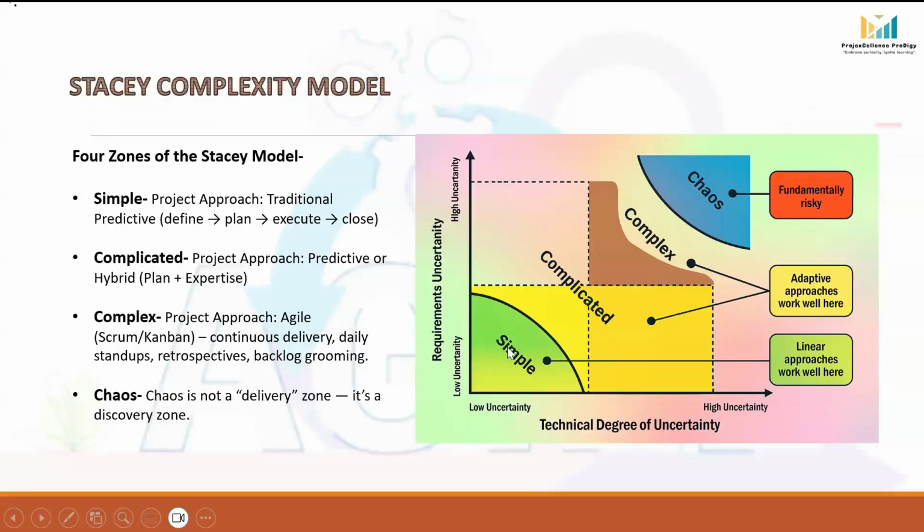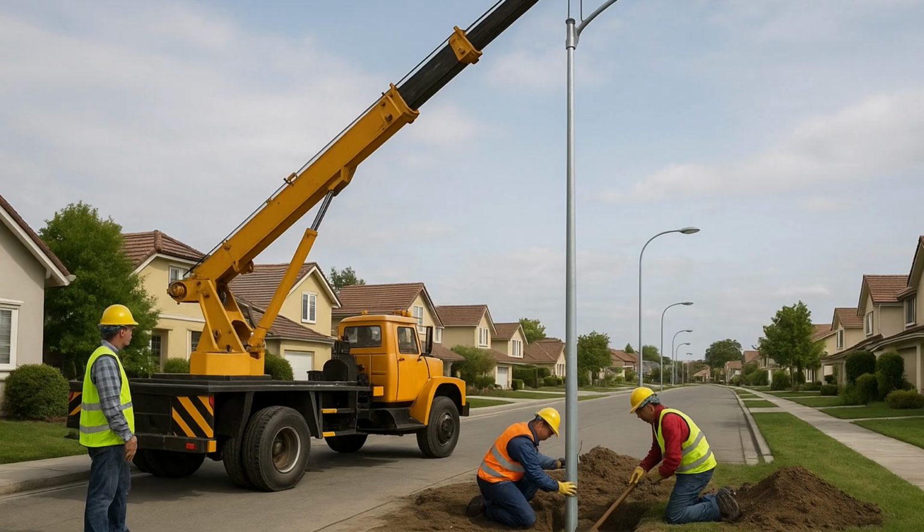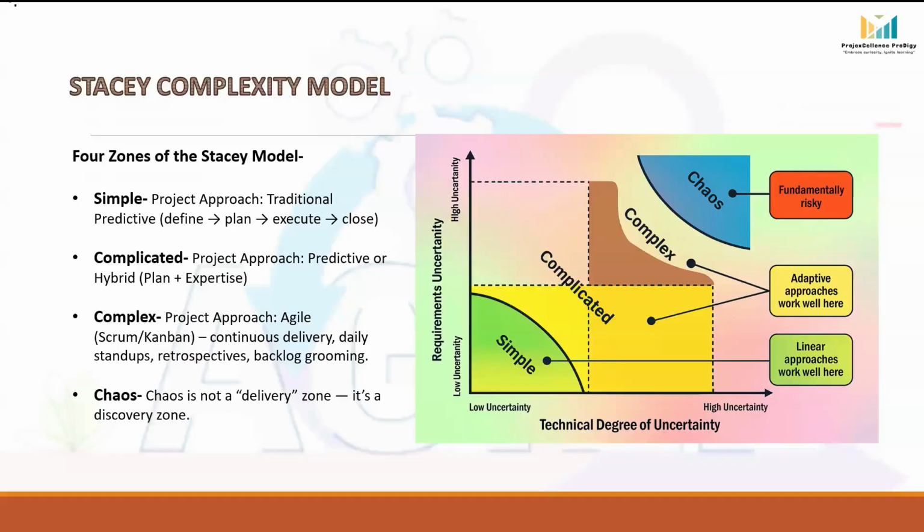So the projects that fall under this zone will follow the traditional or predictive approach: define, plan, execute, and close. An example of such a project could be installing street lights in a residential township. The requirements are clear, like the number of poles, lamp types, and placement points. These are all clearly defined in the drawings.